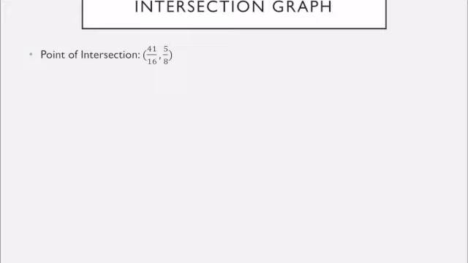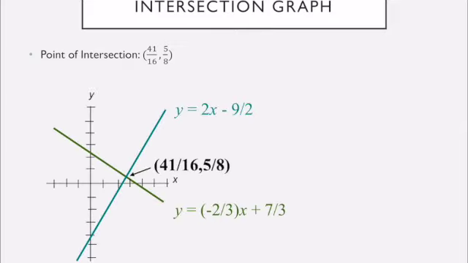So here's an example point of intersection for a graph. I have the equations y equals 2x minus 9/2 and y equals negative 2/3 x plus 7/3. I graph both these lines and they intersect at this point right here. Lots of fancy fractions.